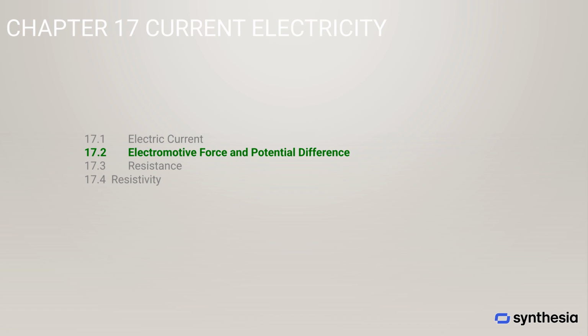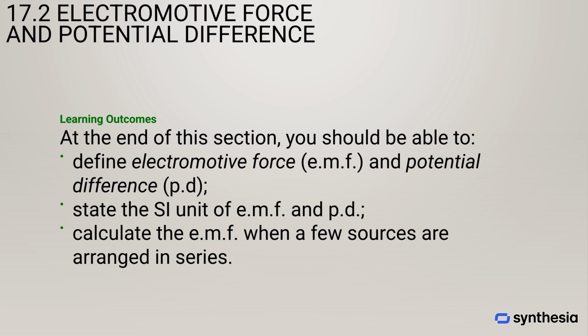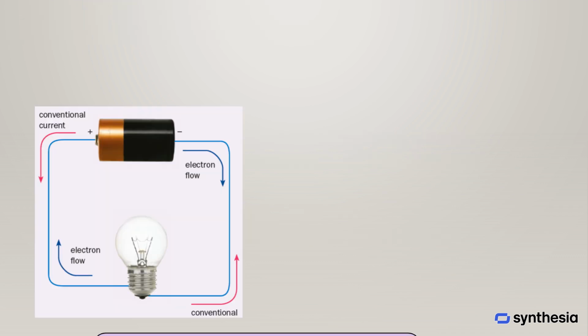Next, we will look at electromotive force and potential difference. At the end of this section, you should be able to define EMF and potential difference, PD. State the SI unit of EMF and PD. And lastly, calculate the EMF when a few sources are arranged in series. Note that the real electron flow is opposite to the conventional current flow.